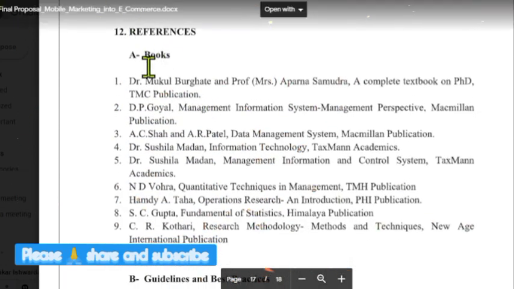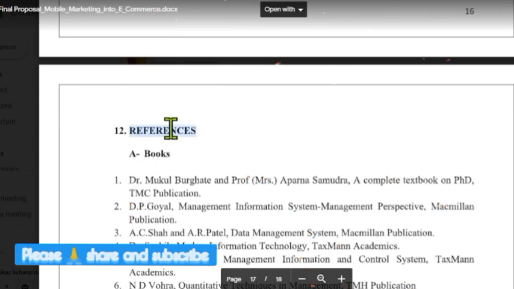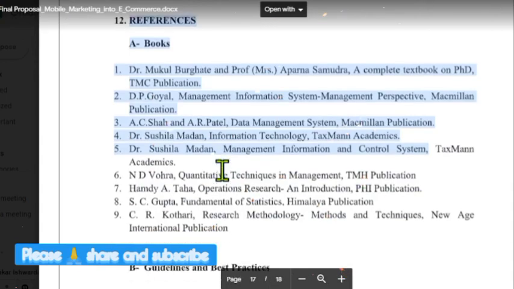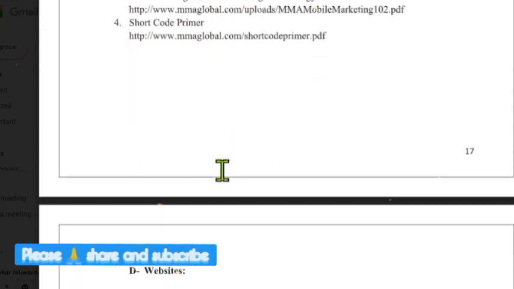And finally, the references. These references are for the synopsis. They are not the final references which will go into your thesis. These are the references which the researcher has used for preparing the synopsis.